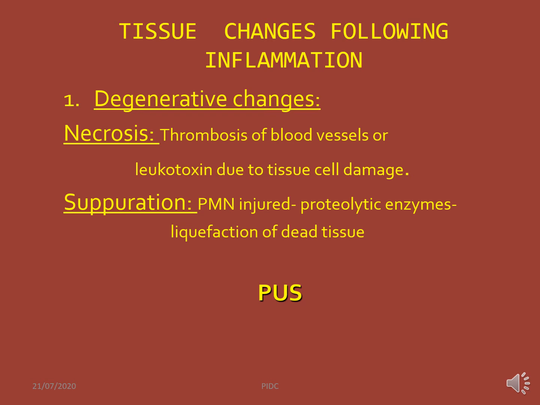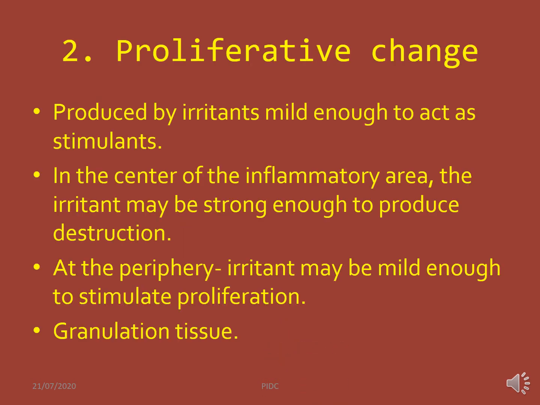After the bacteria enter the pulp tissue, they can lead to tissue changes, which can be degenerative changes like necrosis and suppuration. Or if the bacteria are less virulent or the irritants are very mild, they may act as stimulants. In the center of the inflammatory area, the irritants may be strong enough to produce destruction, but at the periphery, the irritants are very mild, leading to proliferative changes and formation of granulation tissue.